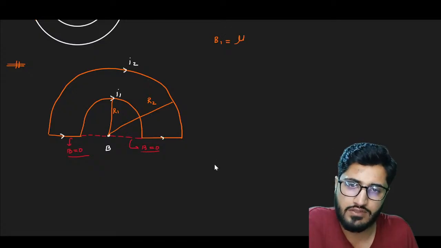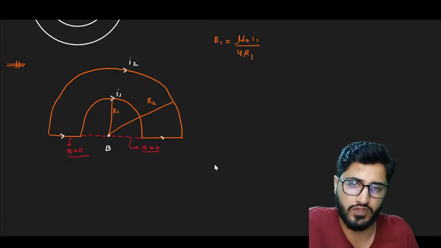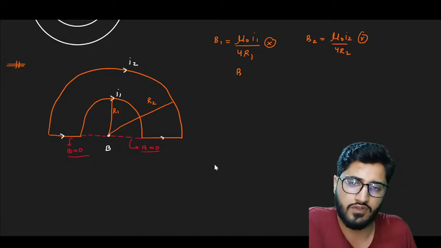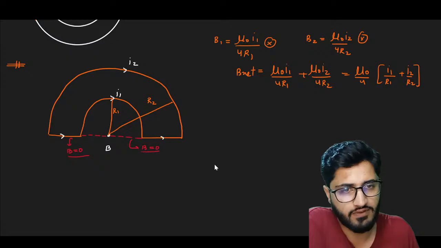What will be the semicircular coil B1? B1 is nu naught I1 divided by 4R1. Direction is inward, we know it. B2 is nu naught I2 divided by 4R2. Direction is inward. So if both are inward, what will be B net? B net would be nu naught I1 divided by 4R1 plus nu naught I2 divided by 4R2. Taking nu naught divided by 4 common, we are left with I1 divided by R1 plus I2 divided by R2. This one is my final answer.